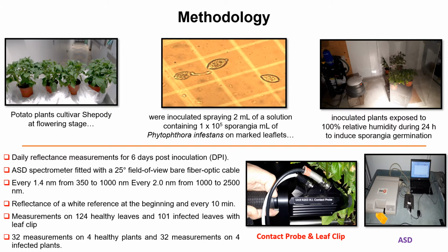The methodology consisted in growing plants. Those plants were inoculated using a Phytophthora infestans solution with sporangia, and then the plants were placed in the conditions necessary to induce the infestation of the leaves. Also, the hyperspectral data was collected with an ASD spectrometer, as the one that you can see here in the image, and a contact probe with a leaf clip was employed to collect data at the leaf level.